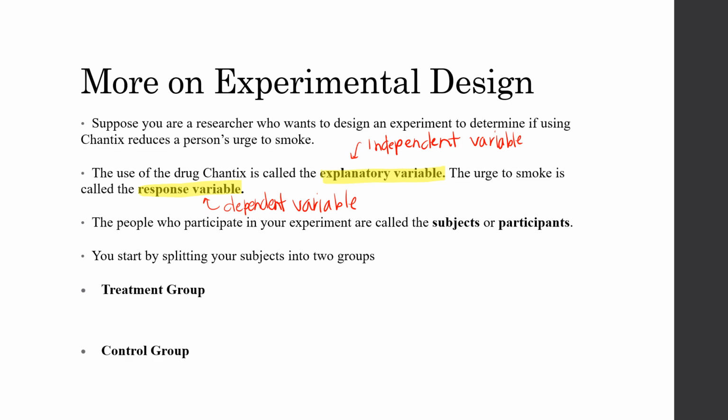All right, so it says, suppose that you're a researcher who wants to design an experiment to determine if using Chantix reduces a person's urge to smoke. The use of Chantix is called the explanatory variable. That's what's going to explain whether or not a person's urge to smoke is reduced. The urge to smoke is called the response variable or the dependent variable. The urge to smoke is going to depend on the use of the drug.